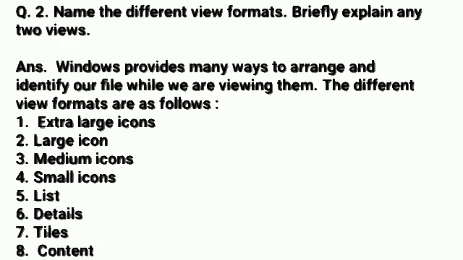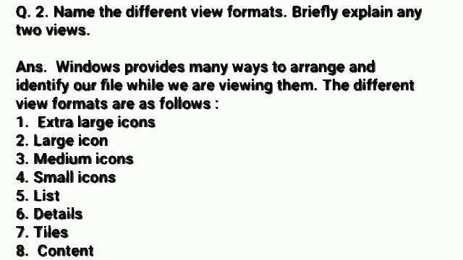Now the second question is, name the different view formats. Briefly explain any two views. Answer is, Windows provides many ways to arrange and identify our file while we are viewing them. The different view formats are as follows. First is extra large icons, second is large icons, third is medium icons, fourth is small icons, fifth is list, sixth is details, seventh is styles and eighth is content.